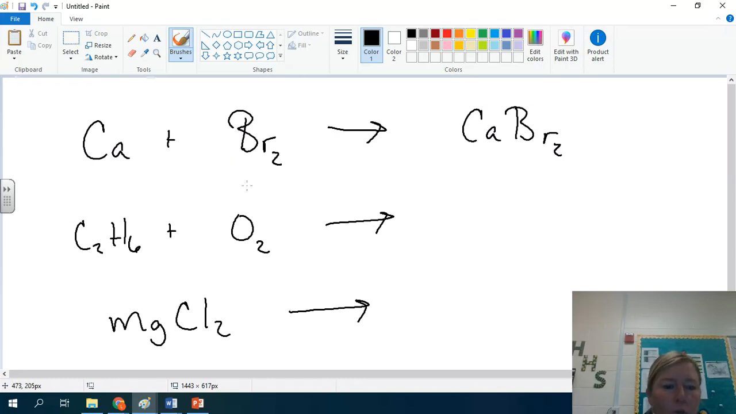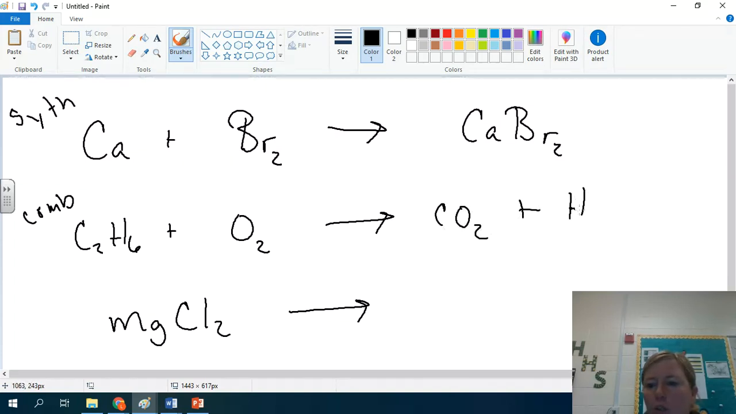For this one, you have O2 on the reactant side. That means it's combustion. So I would label this combustion. So this one's synthesis, this one's combustion. Since it's a hydrocarbon, the products are always CO2 plus H2O every single time. And then you would also need to balance that.